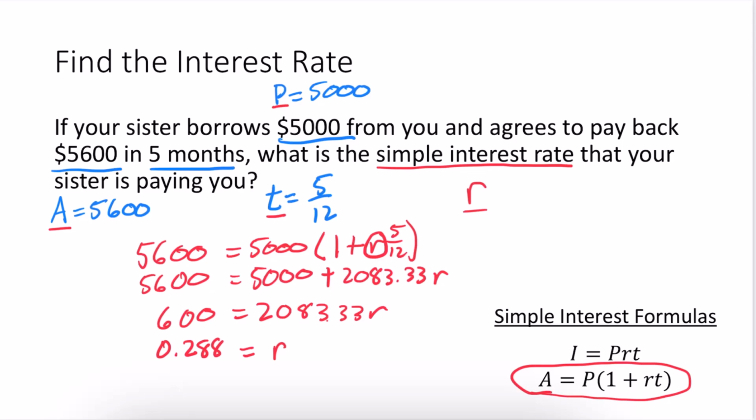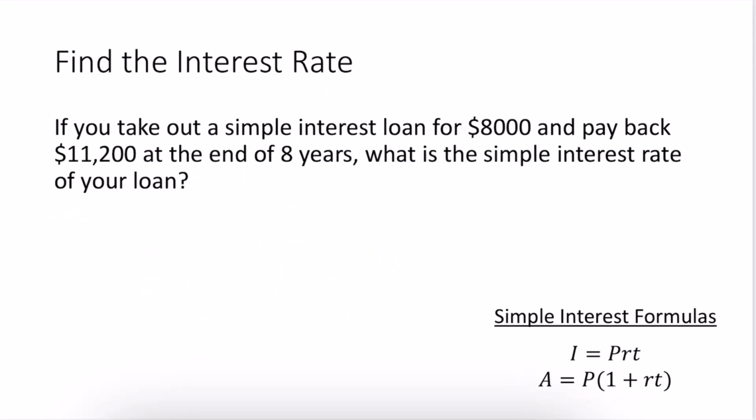28.8% per year. That's like the annual interest rate, which is actually quite high. Like that's the interest rate that a lot of credit cards will charge. So you're not really giving your sister a very good deal with this loan that you're giving her. But that's how you would calculate the simple interest rate. So pause this video and try this problem on your own, and then restart it to see how I solved it.